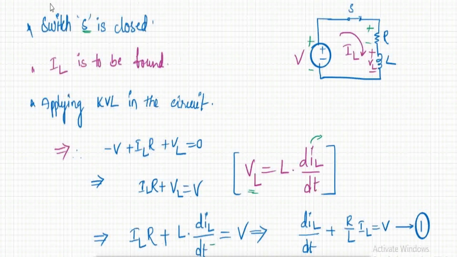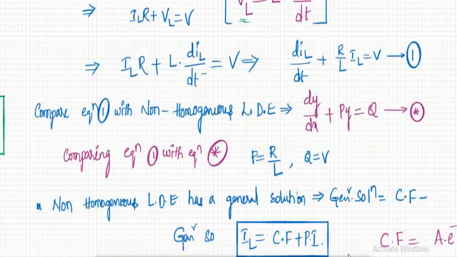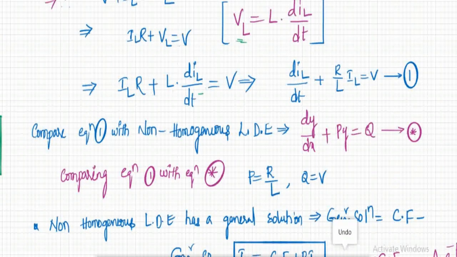Rearranging this to get a standard form, the expression is dIL by dt plus R by L into IL equal to V by L. Let us consider it as equation 1. If we compare equation 1 with the non-homogeneous linear differential equation, dy by dx plus py equal to q, you can compare both equations because they are of the same form.